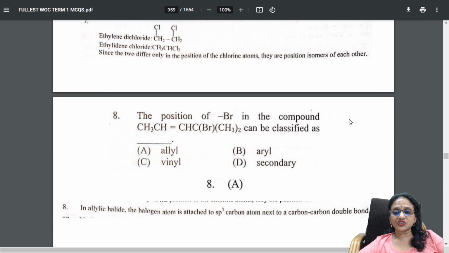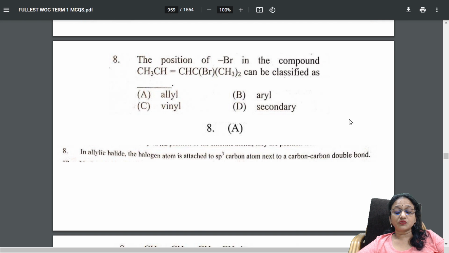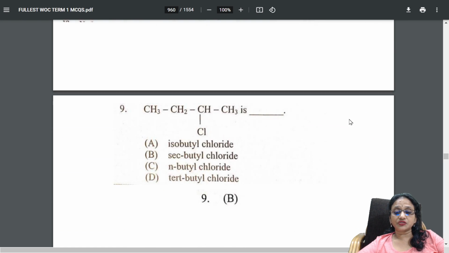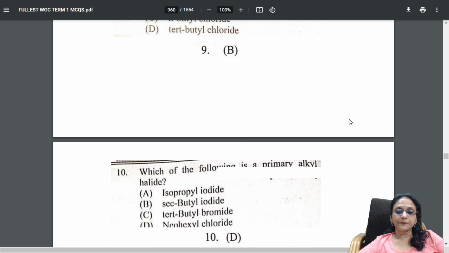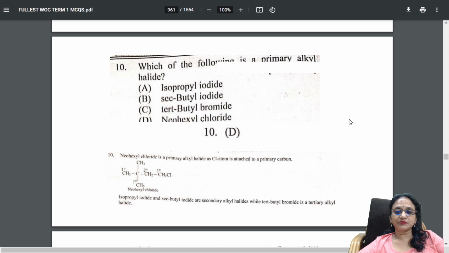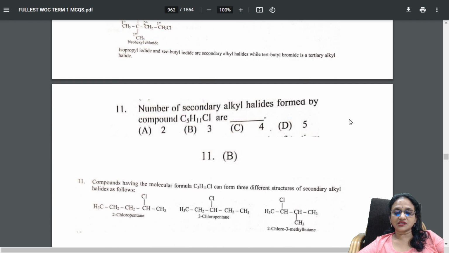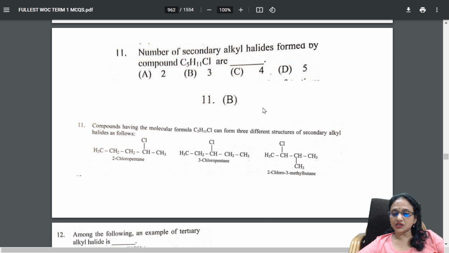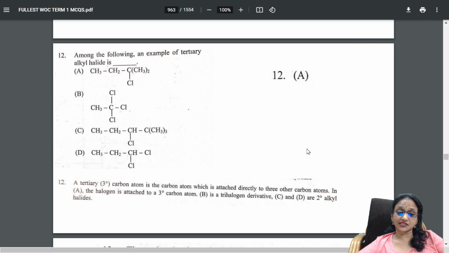So there are a lot of questions which are based on classification or nomenclature, so you should be very clear about the concepts. Basically, what primary is and what secondary is, they're going to ask you. Every question has the answer and the option given. Again, I'm mentioning, anywhere you have a doubt, please ask me.